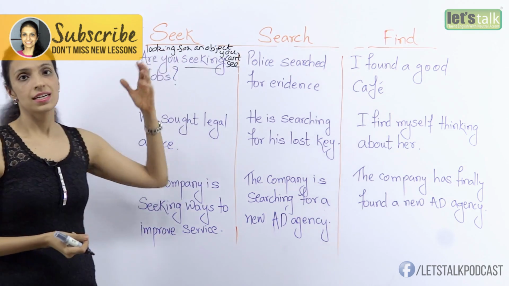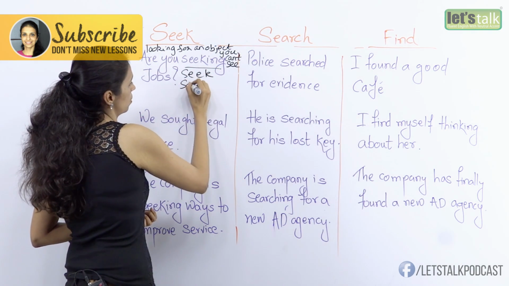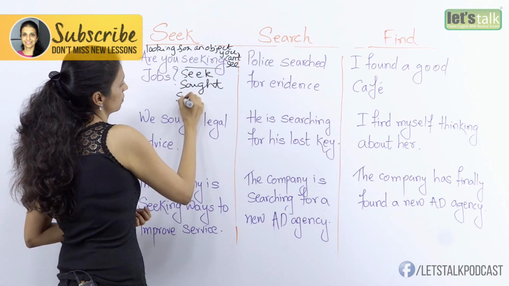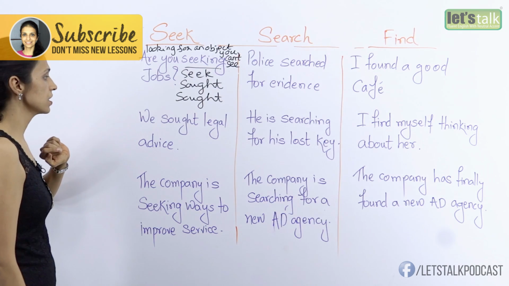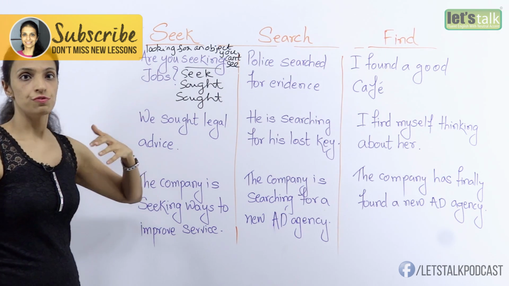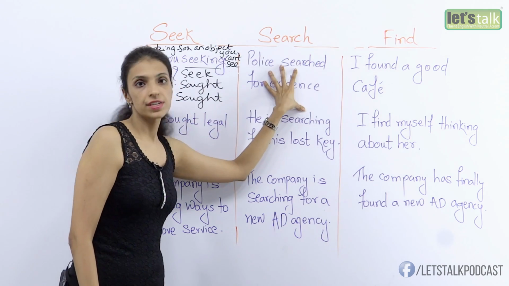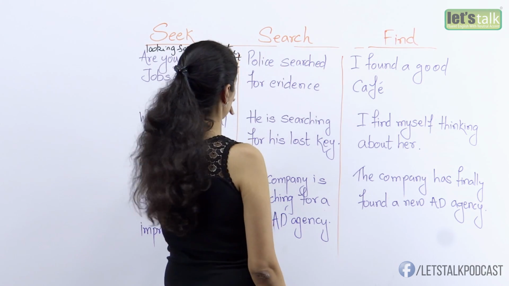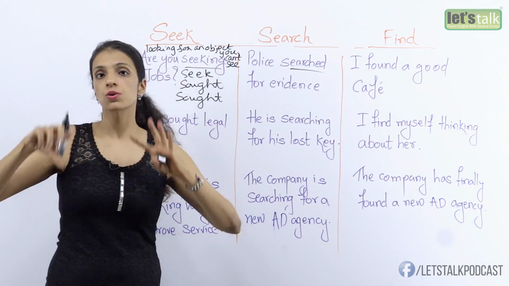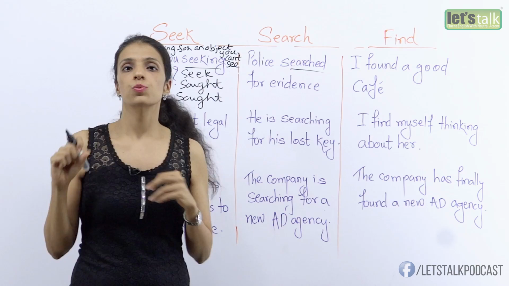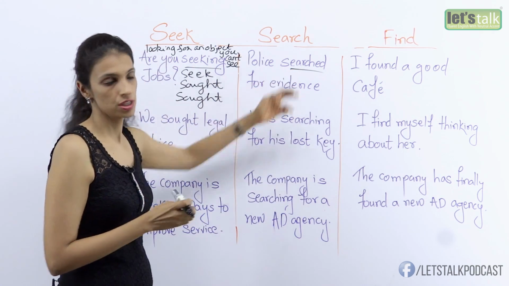Now, being a verb, it has three forms, right? So you have seek, sought, sought, fine? Now, let's take a look at how you search. Police searched for evidence, okay? When I say police searched for evidence, that means they are actually looking thoroughly somewhere, okay? So when you're looking for something thoroughly, you use the verb search.